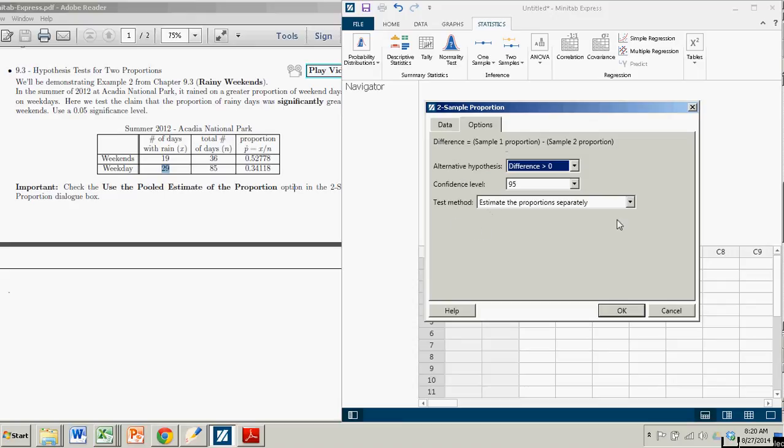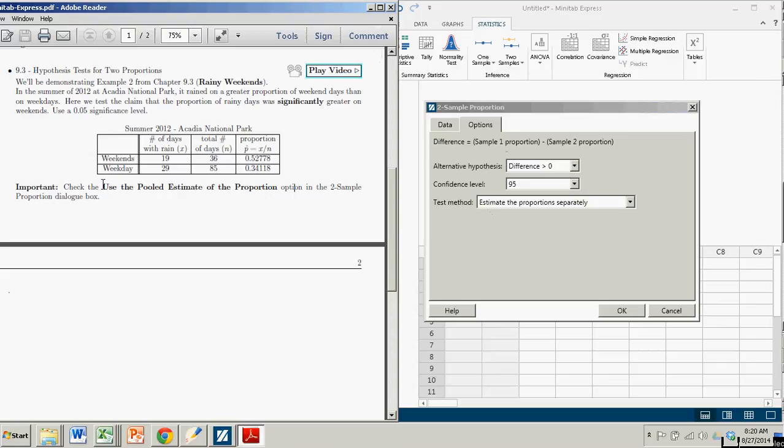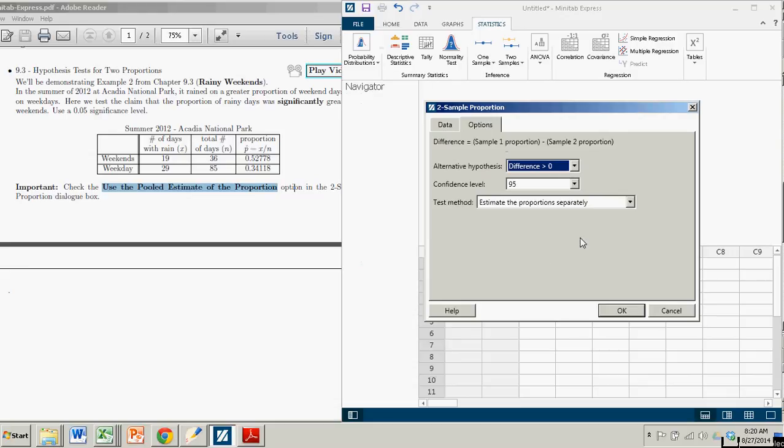Here's a very important thing, and it's noted over here in the directions as well. We're going to use the pooled estimate of the proportion, because the default is estimate the proportion separately. And while that's perfectly valid and probably more accurate, we want to use the pooled estimate of the proportion. It's how most textbooks do it. It's how my textbook does it. So we are going to use the pooled estimate of the proportion.